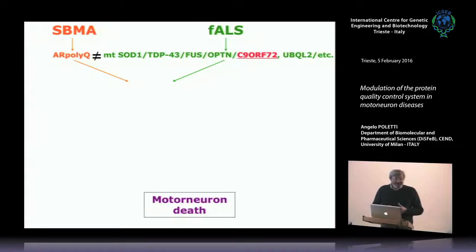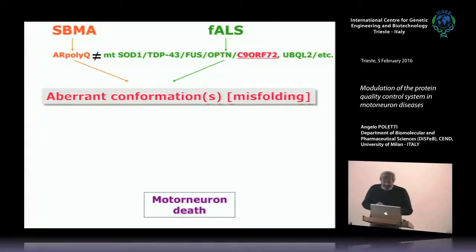SOD1, the SOD1 is an enzyme, TDP43 is a protein that binds DNA, RNA, and etc. And the C9orf72 is actually not even translated into a protein. It can be translated, as I will show you, in a dipeptide. But there's nothing in common from a physiological point of view. Or they do not share any single domain.